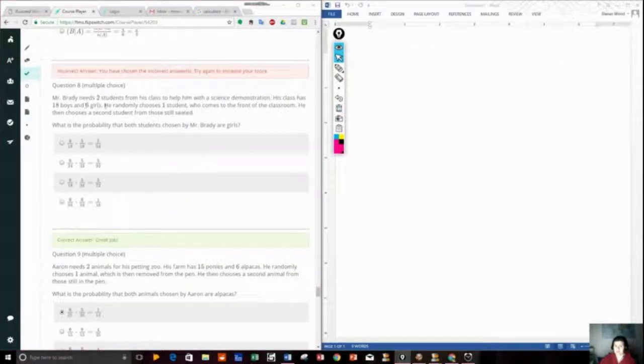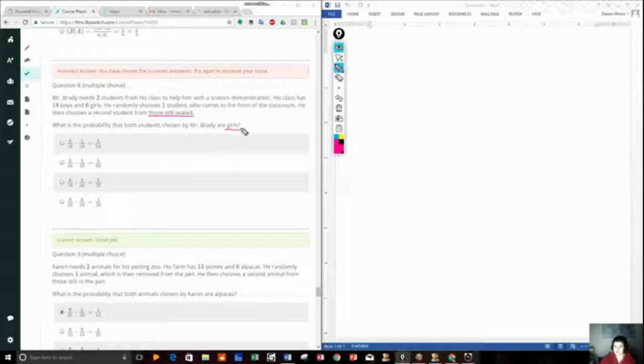Alright, so Mr. Brady needs 2 students from his class to help him with a science demonstration. His class has 18 boys and 6 girls. He randomly chooses one student who comes to the front of the class. He then chooses a second student from those still seated. Okay, so these are going to be dependent because those still seated, that first student didn't go back in and sit down. They stayed at the front of the class.